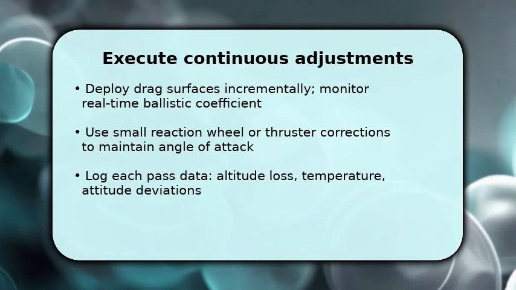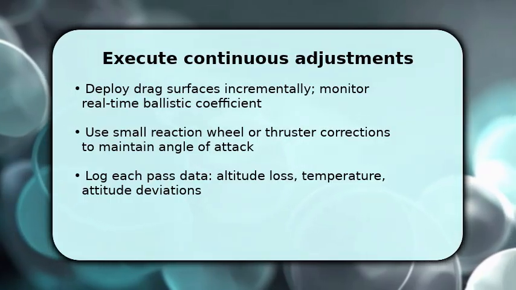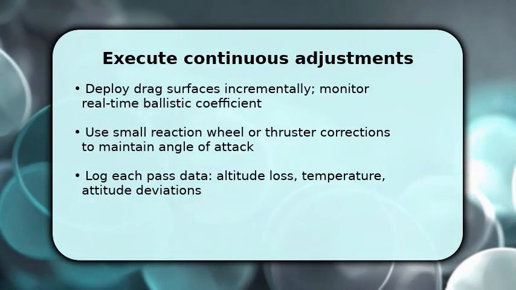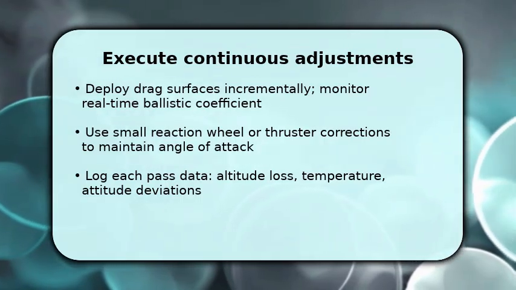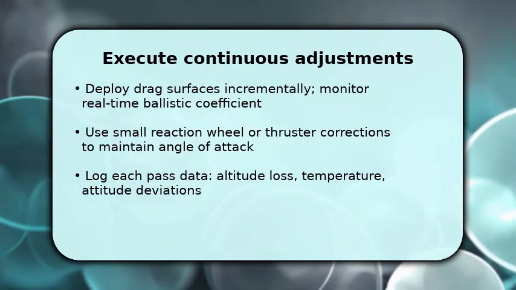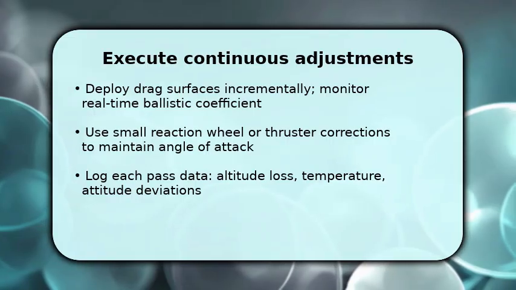Once deployed, you run incremental adjustments. Extend surfaces in stages to avoid sudden torque and monitor the ballistic coefficient in real time. As you continue, use small reaction wheel or thruster corrections to hold the desired angle of attack, because slight yaw or roll changes dramatically alter drag.